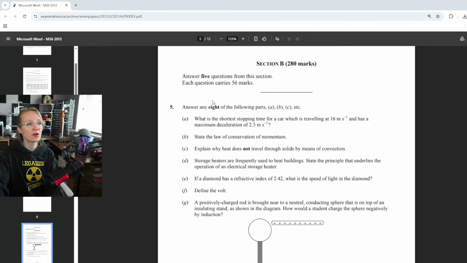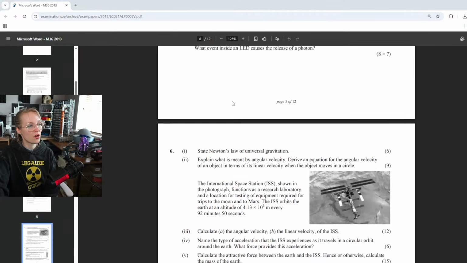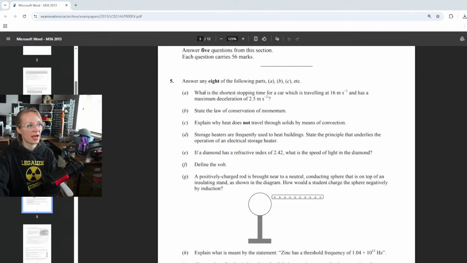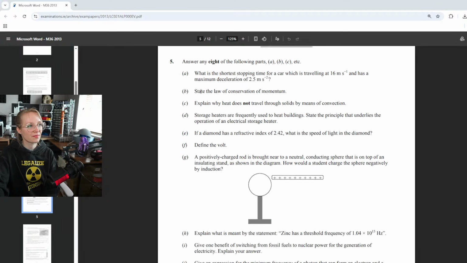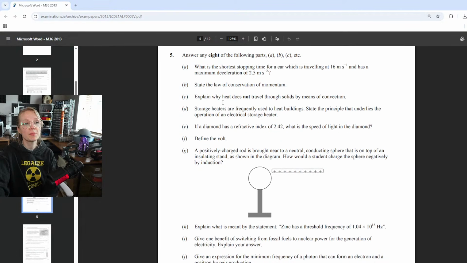All right. Answer 5 questions from this section. Each question carries 56 marks. So these are a series of short questions. Answer any of the 8. What is the shortest stopping time for a car that is traveling 16 meters per second and has a maximum deceleration of 2.5? That's not bad. State the law of conservation of momentum? Not bad. Explain why heat does not travel through solids by means of convection. We can't get the particles to move? Not bad. Storage heaters are frequently used to heat buildings. State the principle that underlies the operation of an electrical storage heater.